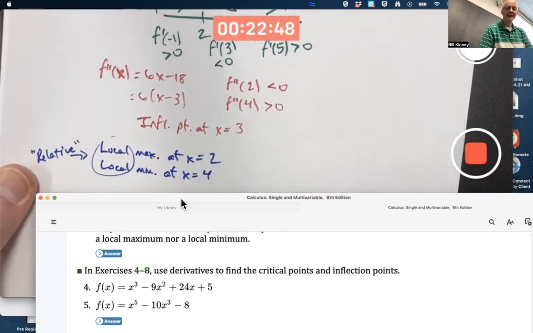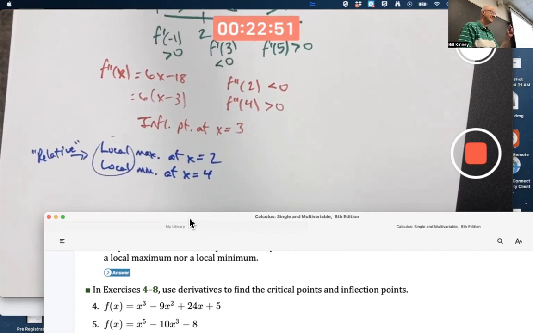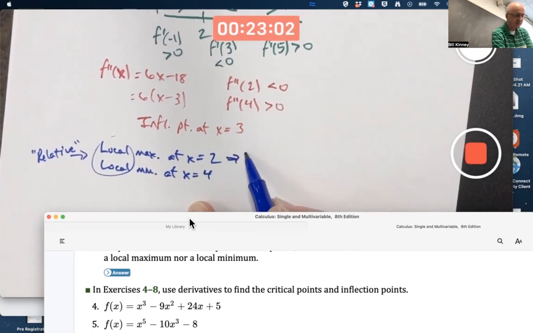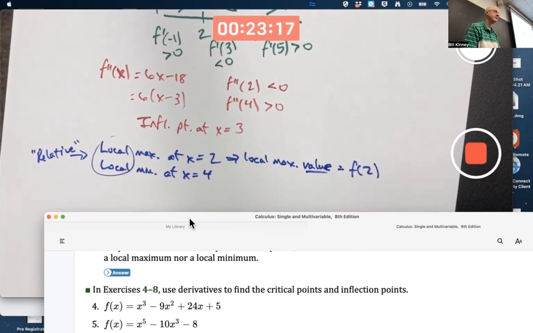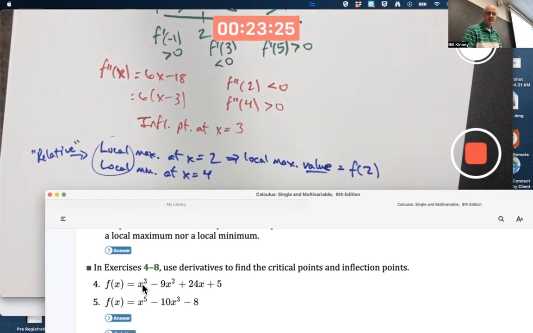If you're asked for the local max and local min values, emphasis on the word values, that means function outputs, not inputs. So the local max value, with an emphasis on the word value, is f of 2, the original function of 2, not the derivative, not the second derivative. And to find that, you have to go back to the original function and plug it in. I've got it on the screen here. Down here, x cubed minus 9x squared plus 24x plus 5.